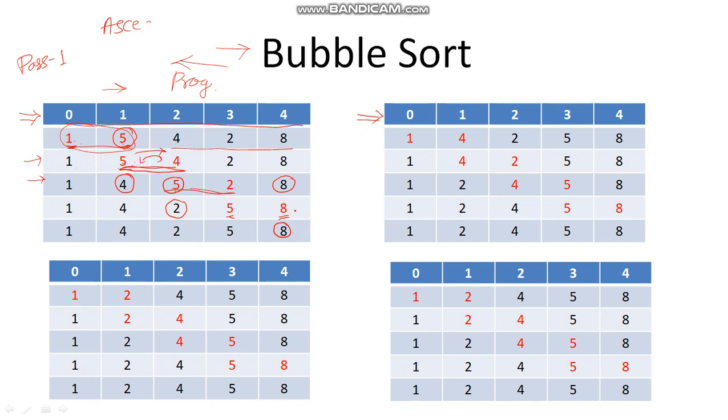This is pass 1. At the end of pass 1, your largest element will be at the last location. In pass 2, again we repeat the same things. 1 and 4 are compared together. The smaller one will remain towards the lower index location, and the larger will move towards a larger index value.